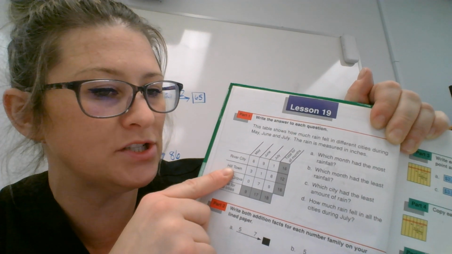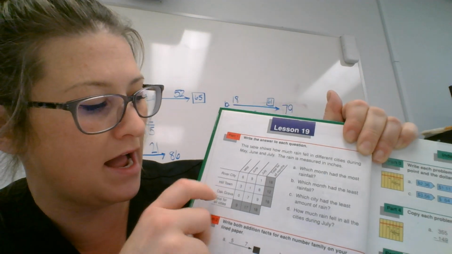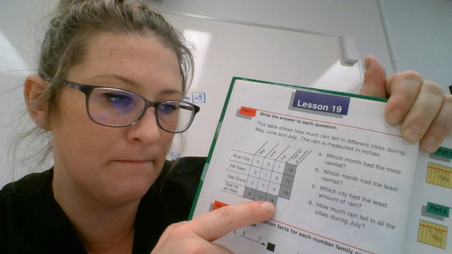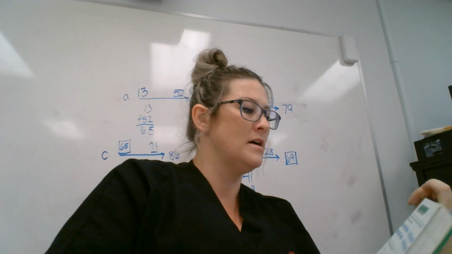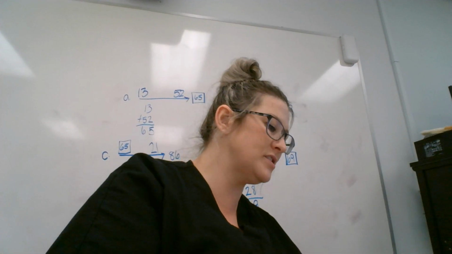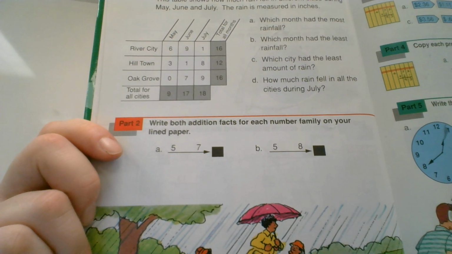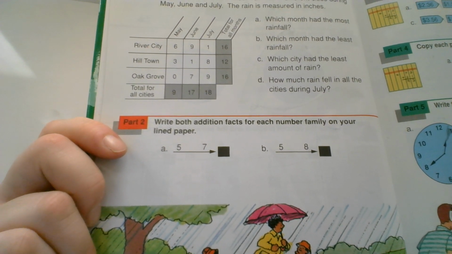And D, how much rain fell in the cities during July? So the total number for July is 18. Okay, go ahead and find part 2 in your textbook. You're going to need an additional sheet of paper. These are 2 number families you've learned. Please go ahead and write both addition facts for each number family on your lined paper.